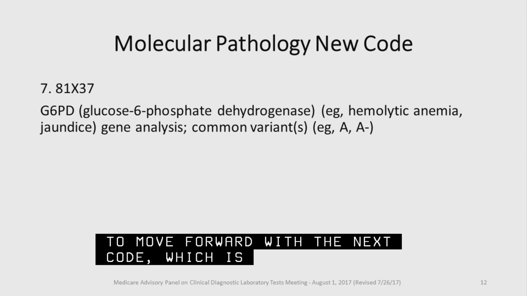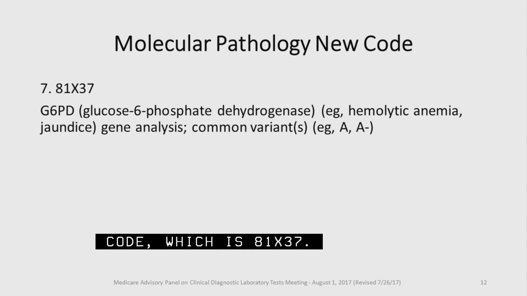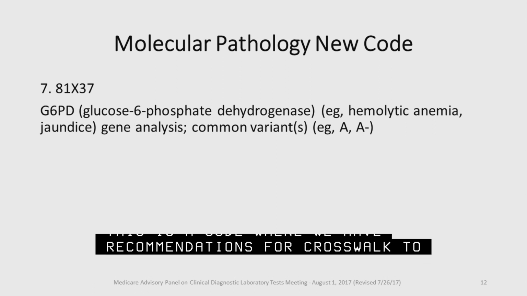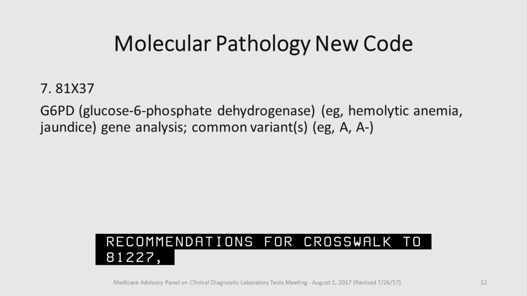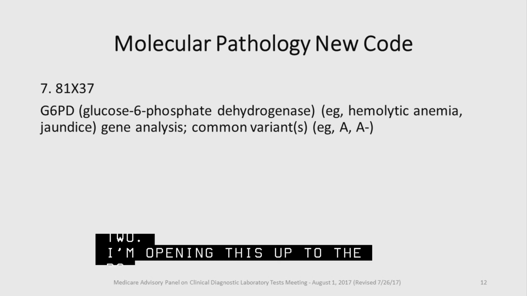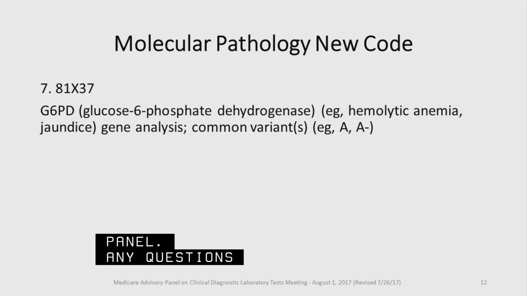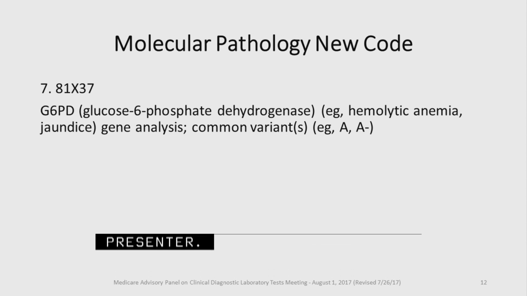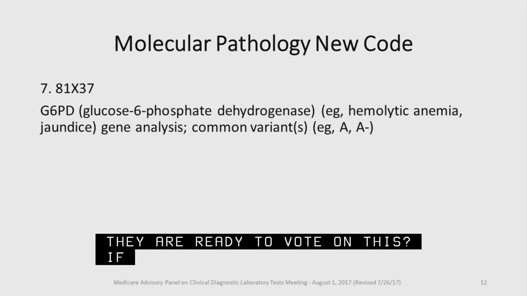And this is the G6PD code. And we have recommendations for crosswalks of 81227 and 81374 times 2. And I'm opening this up to the panel. Any questions? Any questions for yourselves or the presenters? Does the committee feel that they are ready to vote on this? If yes, go ahead and complete your ballots for 81X37.